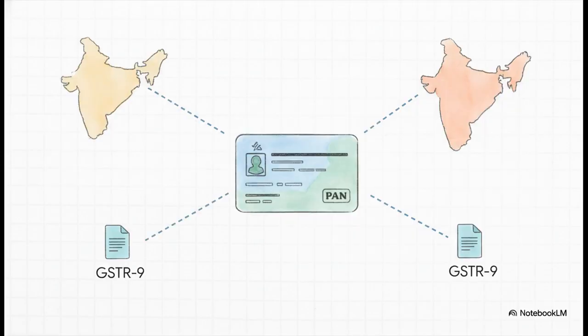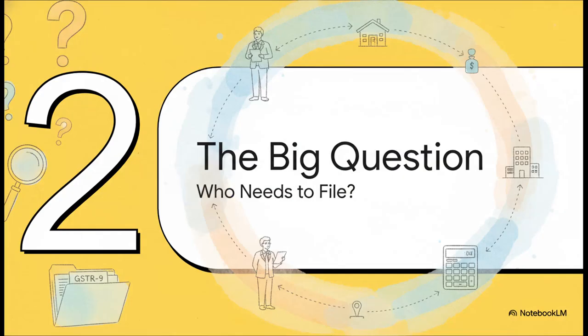Now, here's a really crucial point that catches a lot of people by surprise. GSTR-9 has to be filed separately for each GSTIN you have. So if you've got one PAN but you're registered in, say, both Rajasthan and Gujarat, that means two separate GSTR-9 filings, one for each.